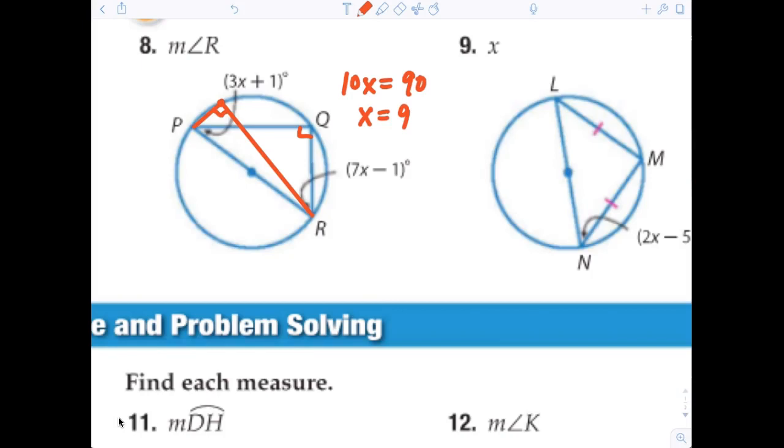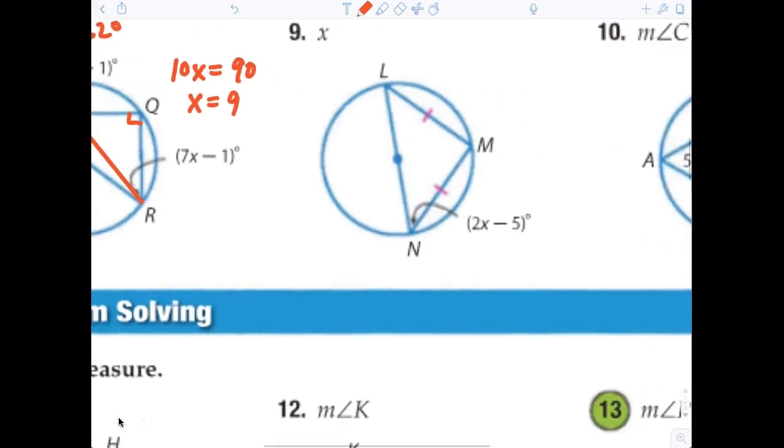Because we know that angle Q has to be a right angle, the other two angles have to be complementary. And if the other two angles are complementary, that just means they add up to 90 degrees. You should be able to solve that relatively quickly. And then they're asking for angle R. So angle R is just 62 degrees.